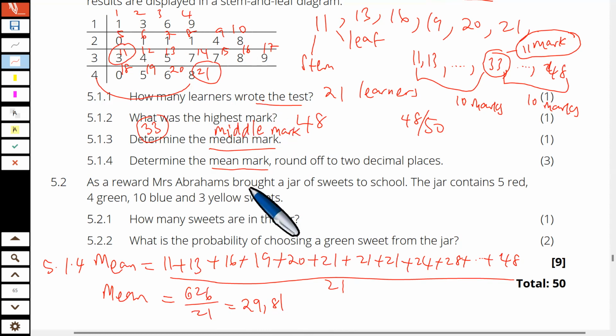So if you add all of them now, you get 29,81.